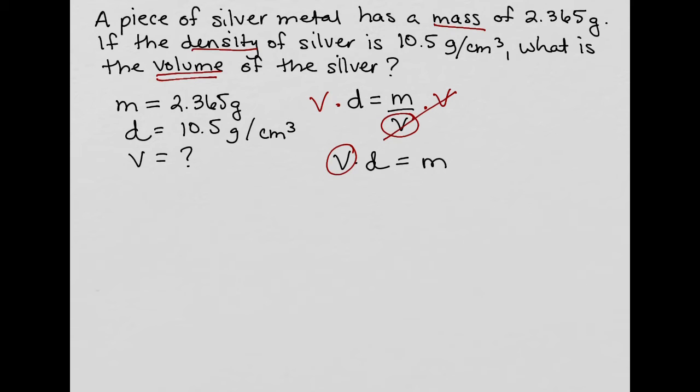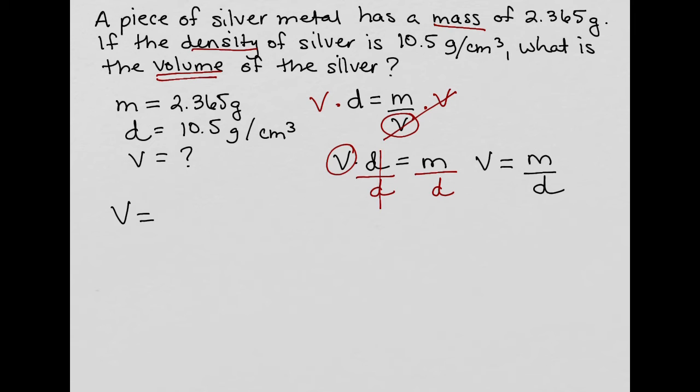And so my next step is I need to get volume by itself. To do that, I can divide this side by density to get rid of it. That means I also need to divide this side by density. So if I do that, then I'm left with the equation volume equals mass divided by density. And so that's how I can solve for volume.